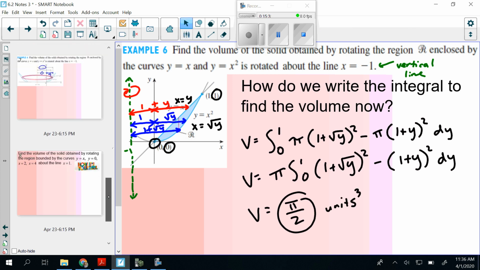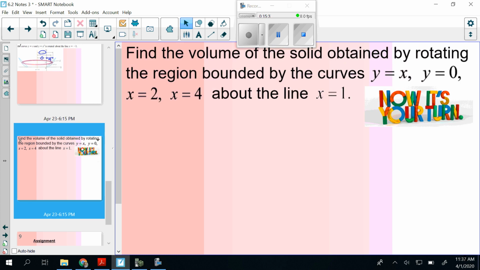All right, let's try one more. Find the volume of the solid obtained by rotating the region bounded by the curves, and they give us a bunch of curves here, and the line x equals 1. So the first thing we're going to want to do is graph that out. So let's see if we can graph this. On a graph here, let's come up with a picture of what this looks like.